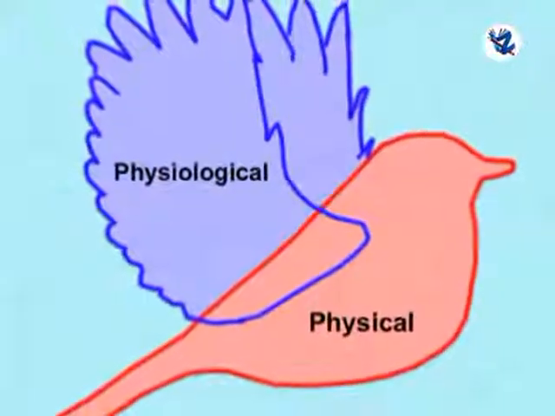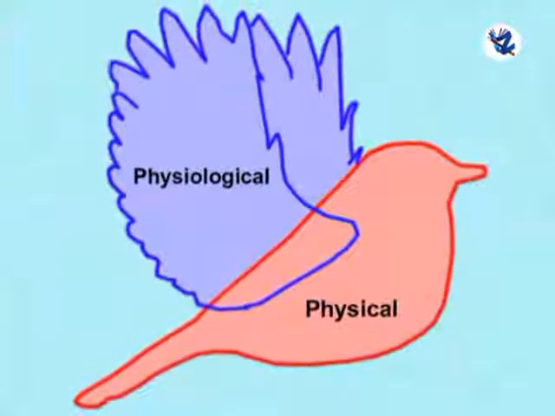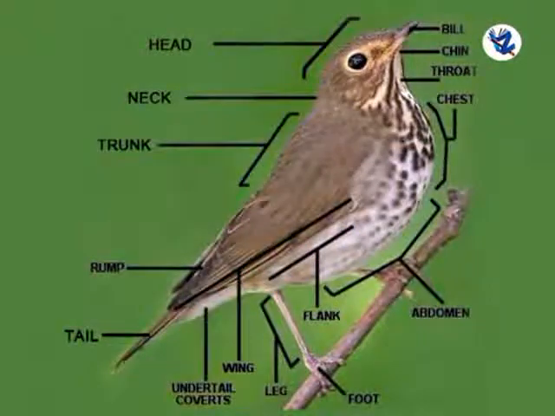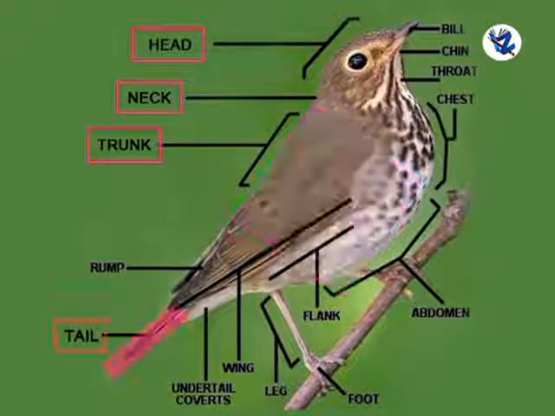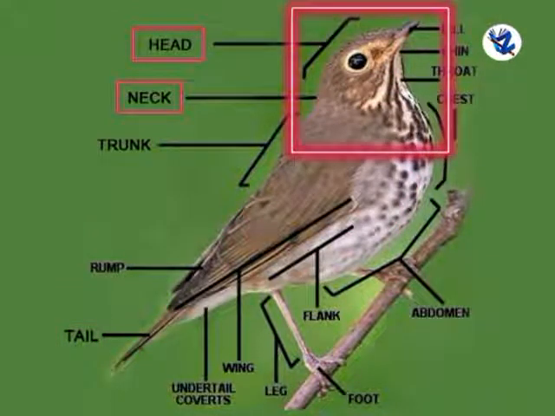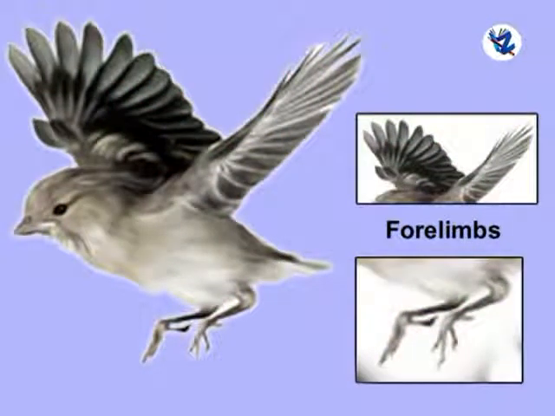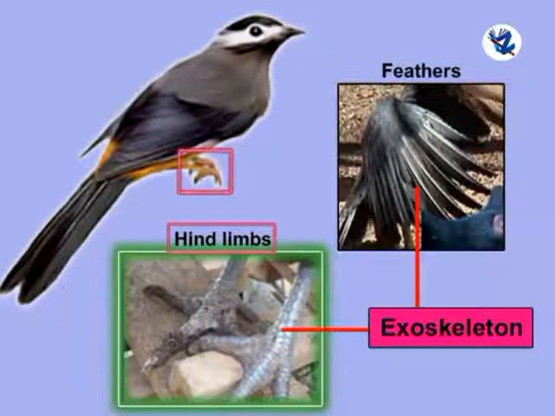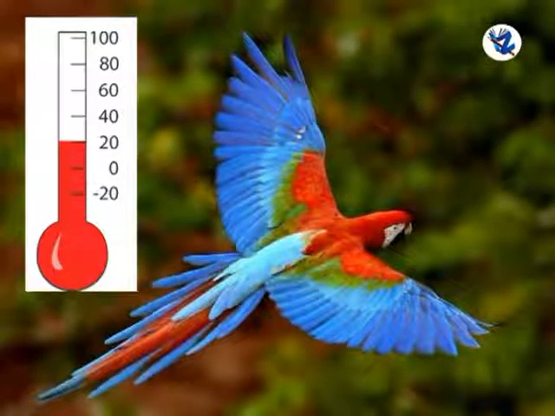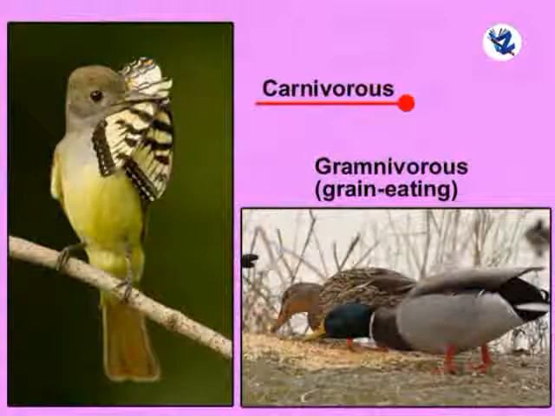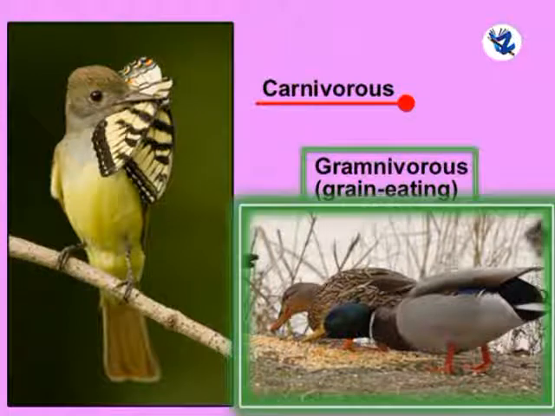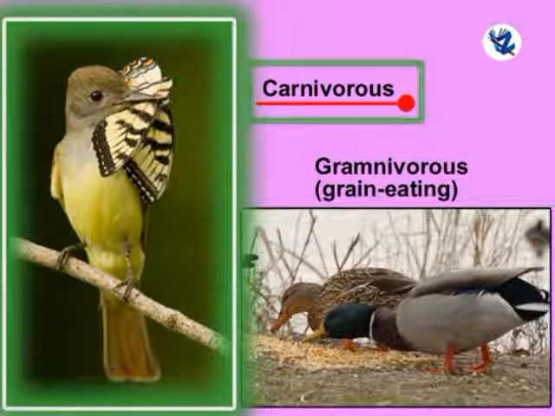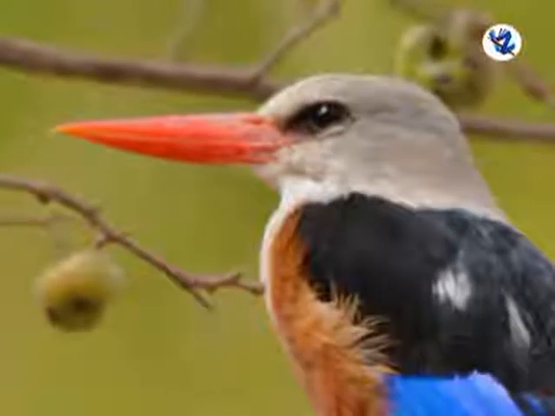Body parts, physical and physiological modifications for aerial life. Body divisible into head, neck, trunk and tail. Distinct head and neck present. Total 4 limbs. The 4 limbs are modified into wings. Exoskeleton has feathers and scales on hind limbs. The temperature regulation homeothermic. Mode of feeding is graminivorous, that is grain eating, or carnivorous. The jaw is modified into beak, teeth absent.